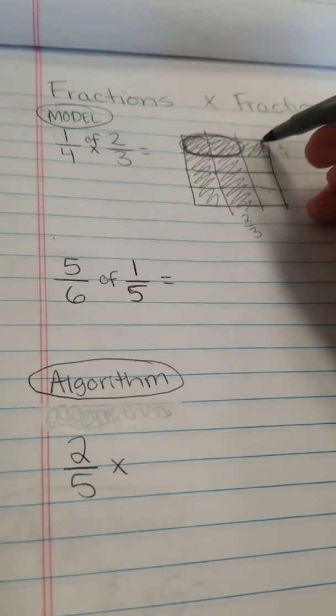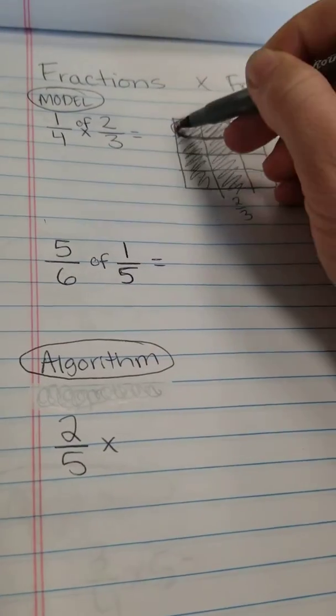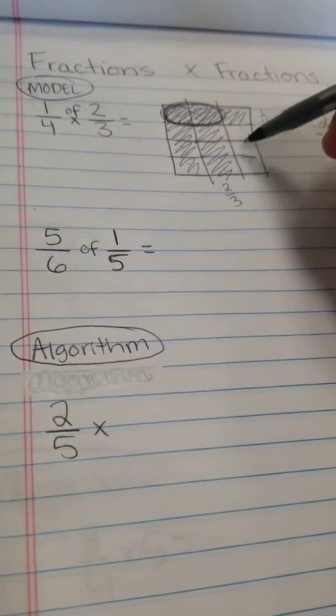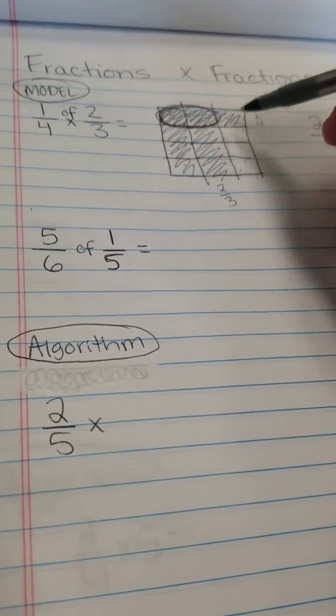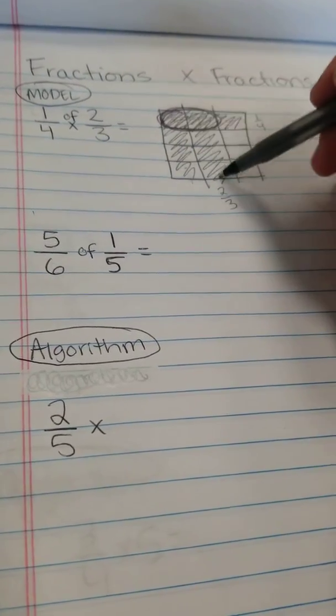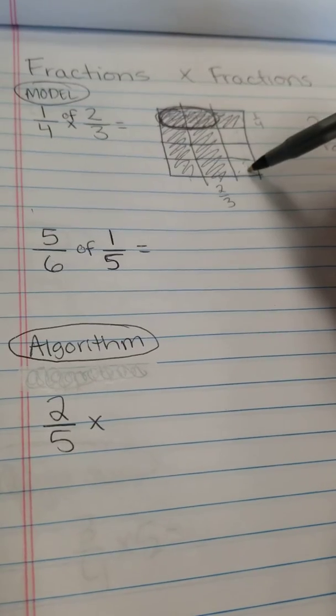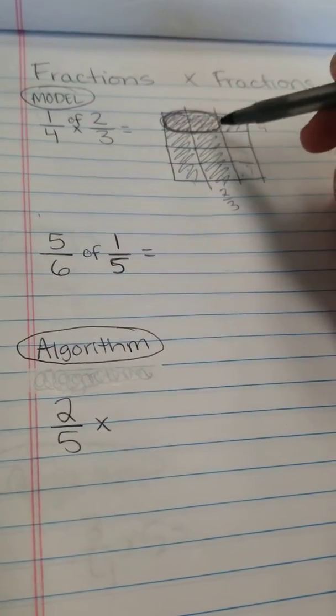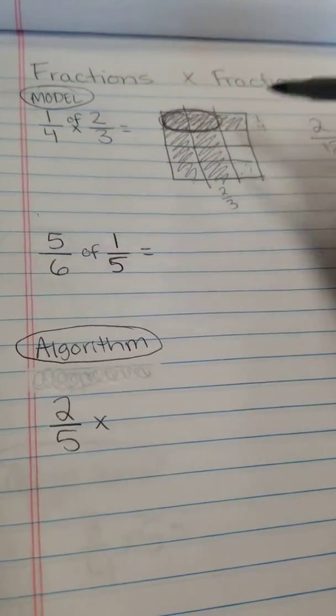Then what we do is we first model 1/4. So you can see I have 4 lines going here, 4 parts, and I've shaded in one of them. And then the other direction we model 2/3. So you can see I've done 3 lines here, and I've shaded in 2 of them. So 1/4 and 2/3. Now where they overlap is your answer.